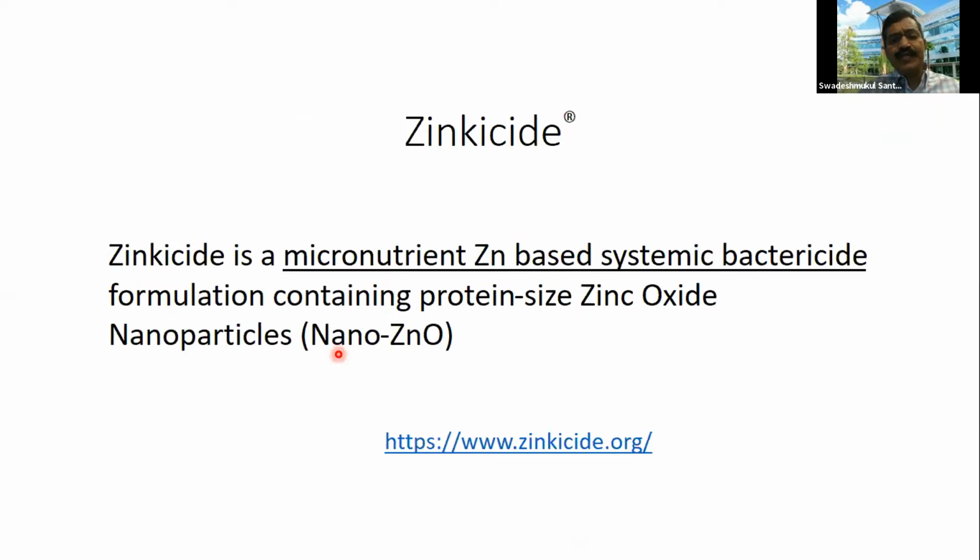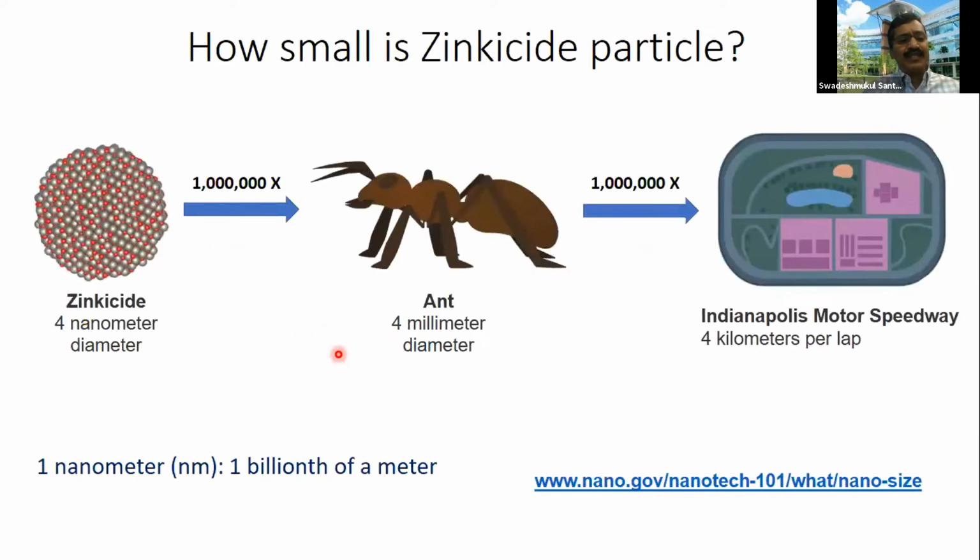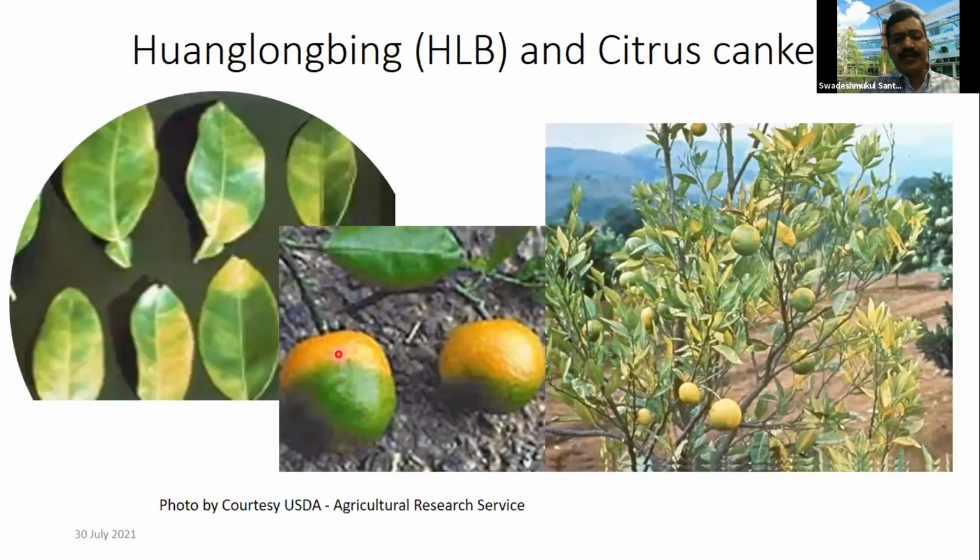Now, what is the uniqueness of this Zinkicide nanotechnology that reaches every part of the plant tissue? If you look at the size of Zinkicide, it is about 4 nanometers in diameter. I'm sure that many of you are familiar with nanoparticles and the definition of nano. So it is about a protein-sized particle that has the ability to travel within the plant tissue.